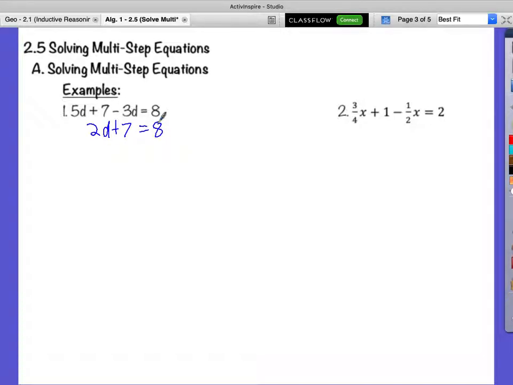Serenity, what would be the first step here? Subtract 7. 2d is equal to 1. How do we finish this one off, Hannah? Divide by 2. And d ends up being what? 1 over 2.